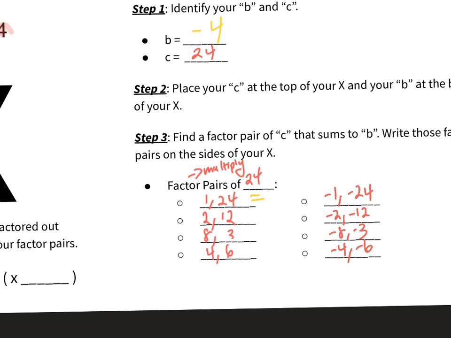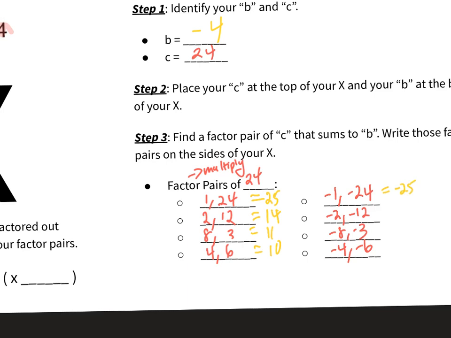So when I do 1 plus 24, I get 25. I know that's not going to be my answer. Let's move on. 2 plus 12 gives me 14, not my b value, going to move on. 8 plus 3 is 11, which is not my b value. 4 plus 6 is 10, right? Over here, I have negative 1 plus negative 24 is negative 25.